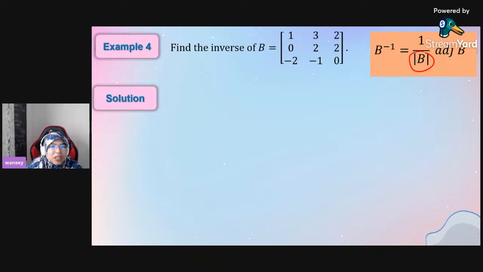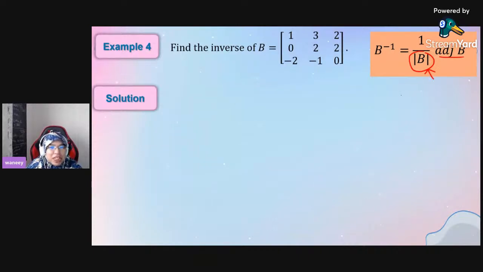So that means firstly, let us calculate the determinant of B first. Okay, so why do I need to calculate the determinant of B? Because if the determinant of B is equal to 0, I don't really need to find everything else because I don't have any inverse. So that's the reason why we have to calculate the determinant first.